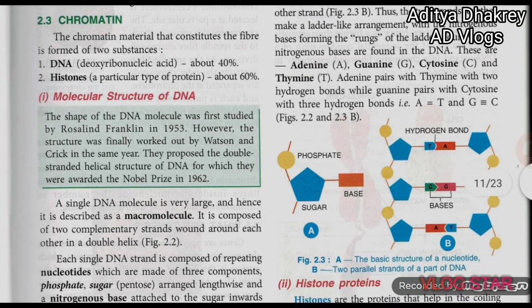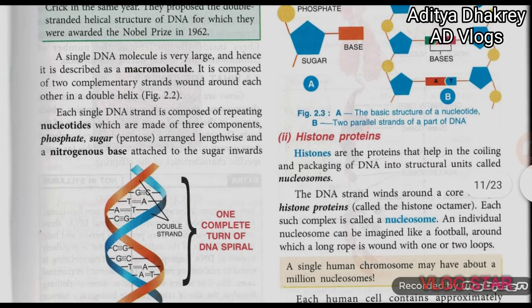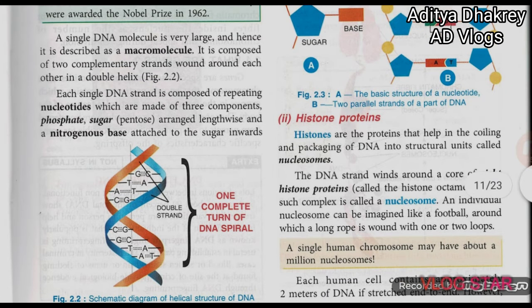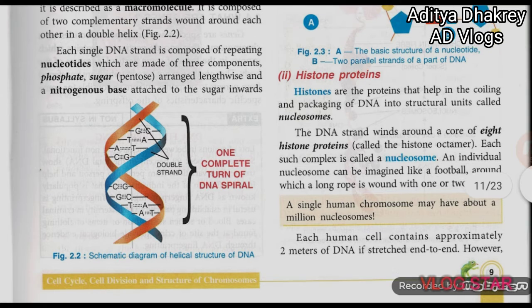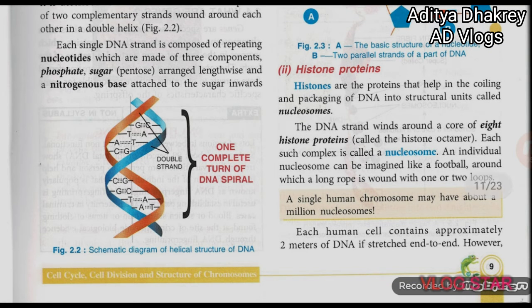Now, histone proteins. What are histone proteins? Histones are the proteins that help in the coiling and packaging of DNA into structural units called nucleosomes. The DNA strands wind around a core of 8 histone proteins. Each such component is called a nucleosome. An individual nucleosome can be imagined like a football around which a long rope is wound with one or two loops.